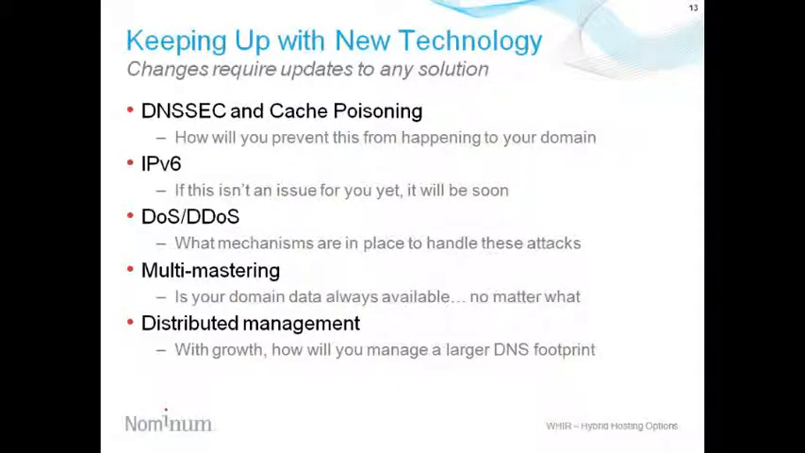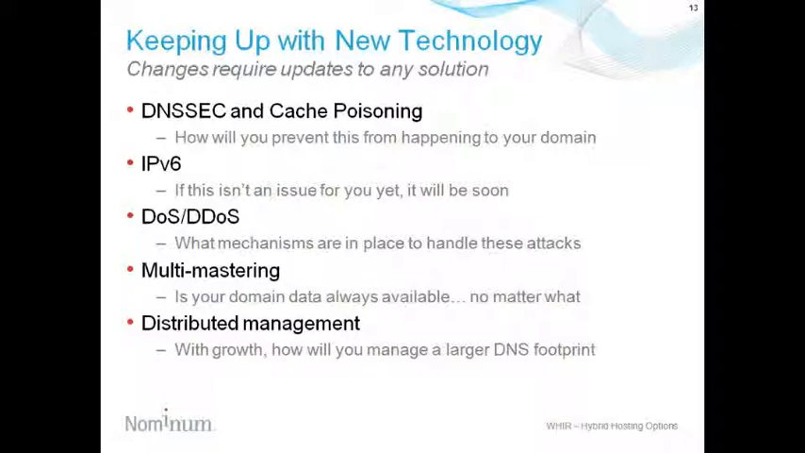That is for sure. Denial of service and distributed denial of service. Do you have the mechanisms and the defenses in place to handle these attacks? So it's not just cache poisoning that you're worried about. You need to make sure that A, your infrastructure can sustain these attacks, and B, that your infrastructure can also prevent the attacks.